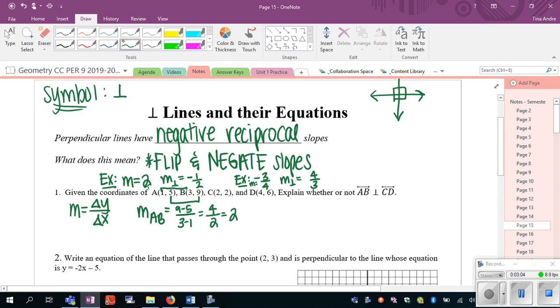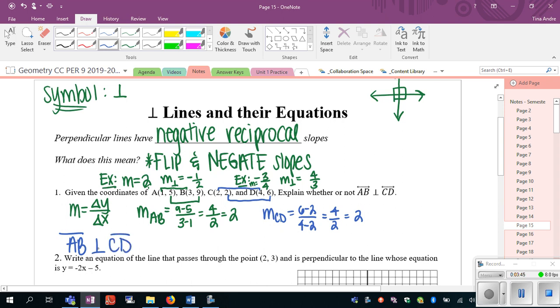I'm going to do the same thing, but for CD. So for CD, I'm going to subtract the y values, so 6 minus 2. Subtract the x values, 4 minus 2. This is going to give me 4 over 2, which again reduces down to 2. So these lines are parallel because the slopes are the same. They are not perpendicular because my slopes are not flipped and negated, or they are not negative reciprocals. So we don't need to talk about the lines being parallel. We just need to say that they are not perpendicular. So I'm going to say AB is not perpendicular to CD.